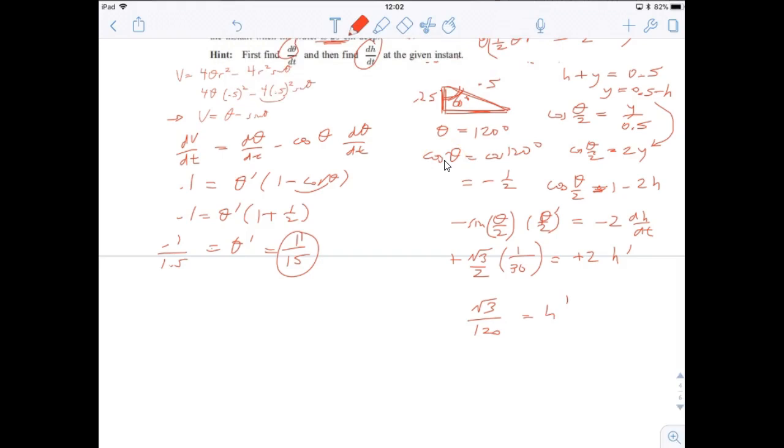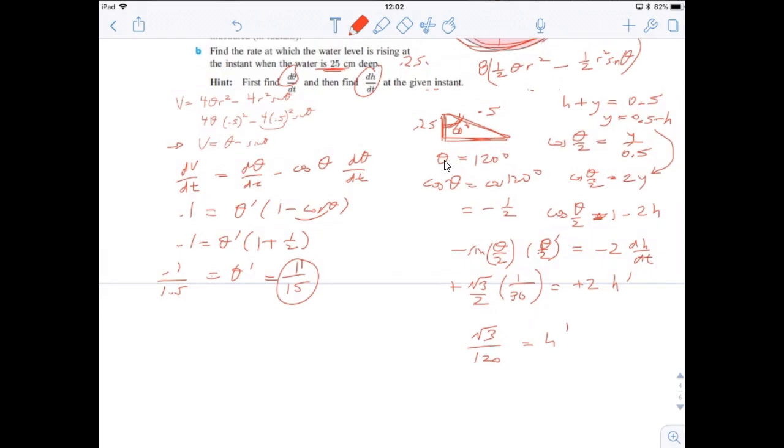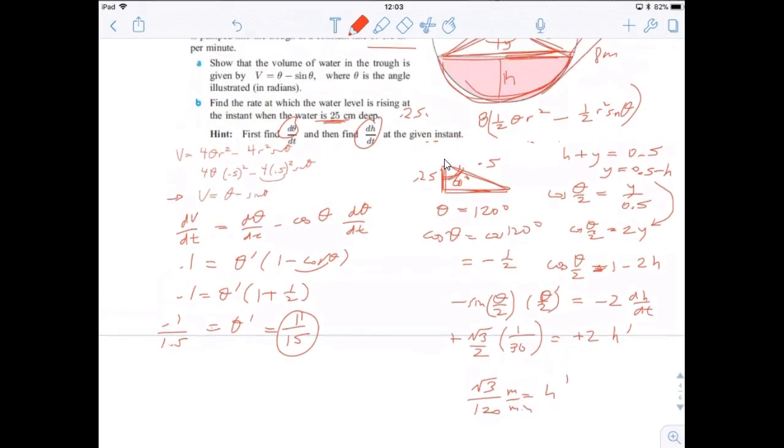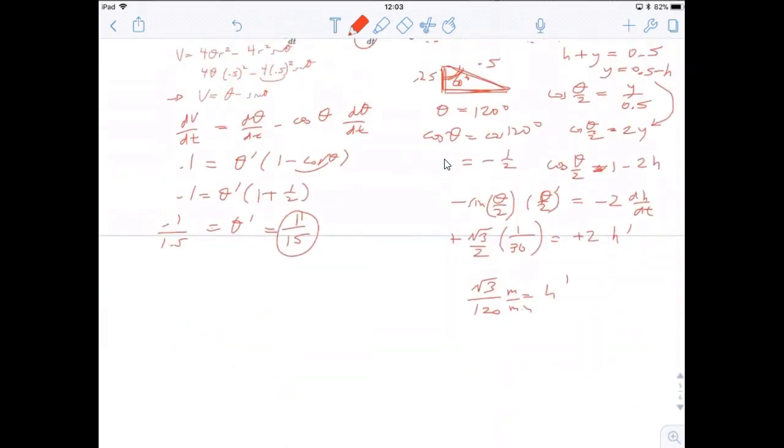And the units would be meters per minute. Okay, and I think that's it. We're done with the addendum.